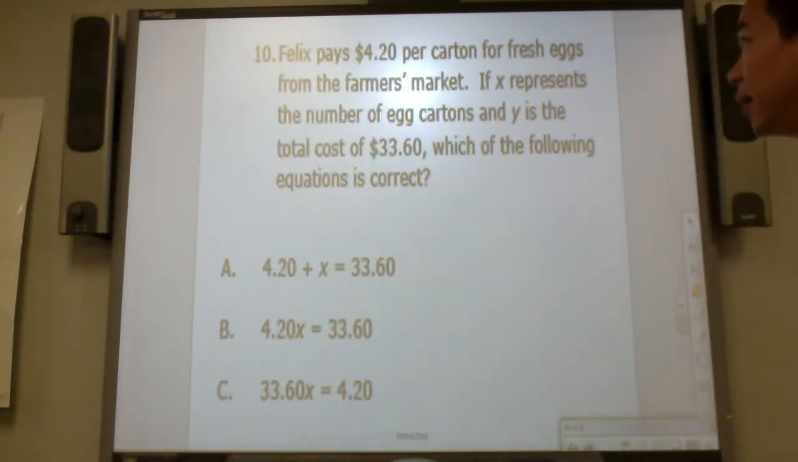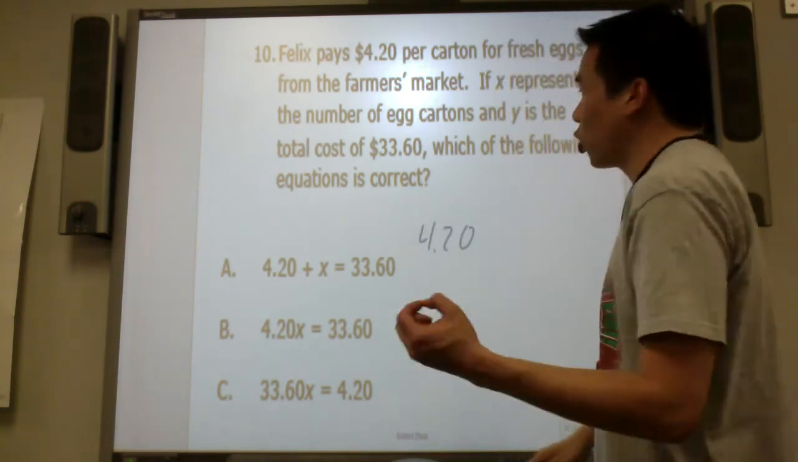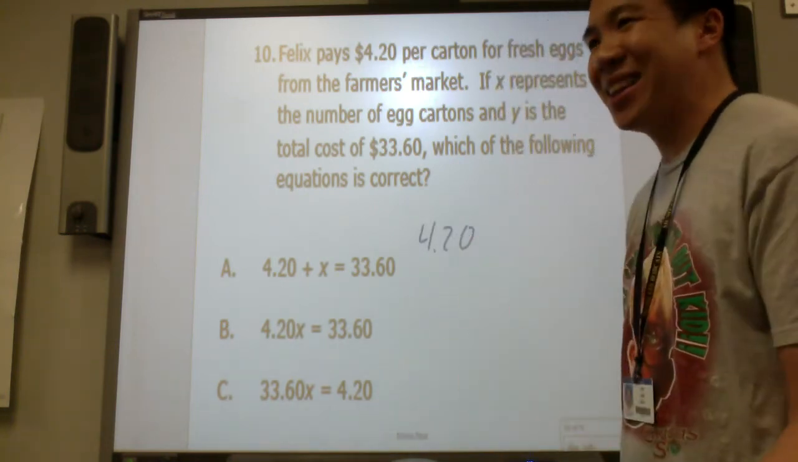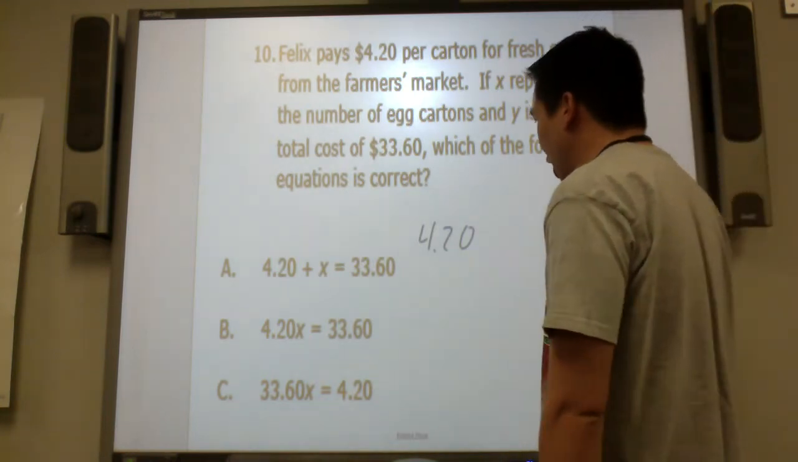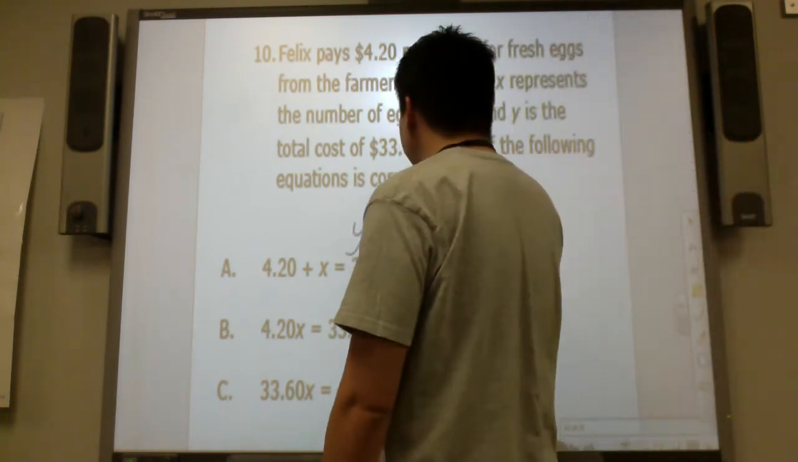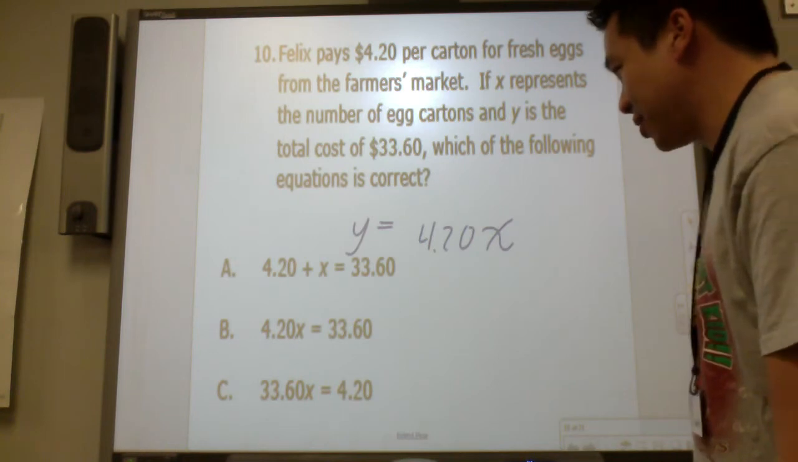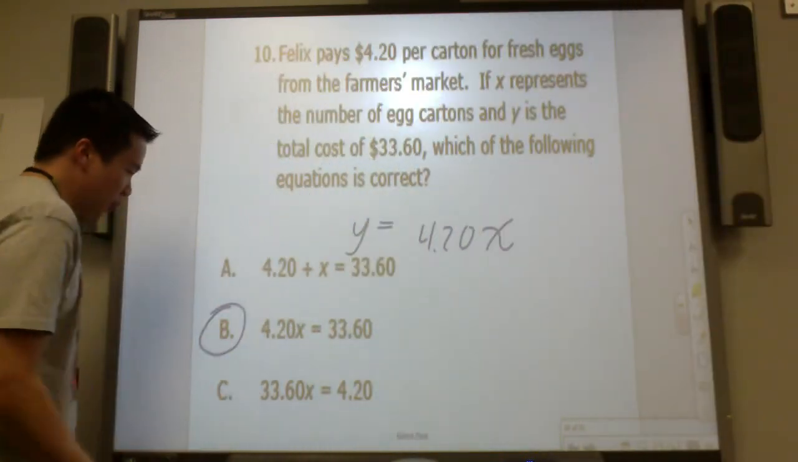Question number 10. Felix pays $4.20 per carton for fresh eggs from the farmer's market. If X represents the number of egg cartons and Y is the total cost, which of the following equations is correct? So he pays $4.20 per carton. So how would you write this using an equation? So we know it's 4.20x. Y is equal to 4.20x. So which one would show this? I think B is going to be the answer.